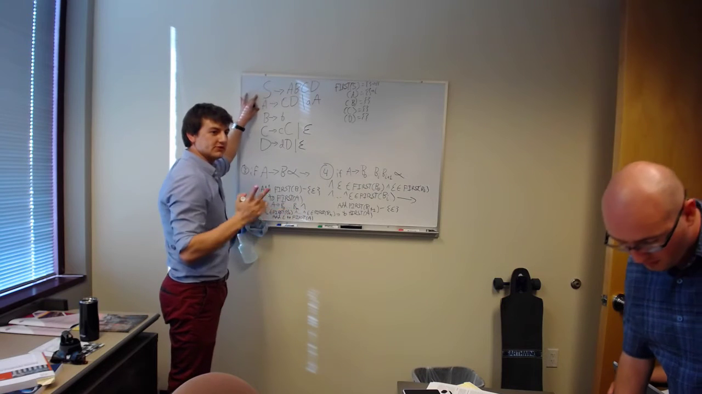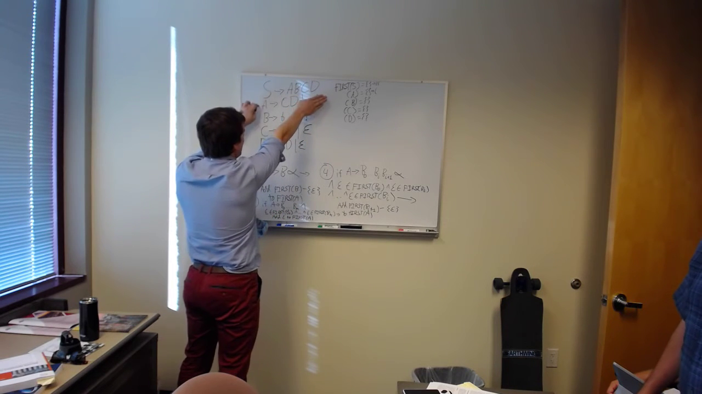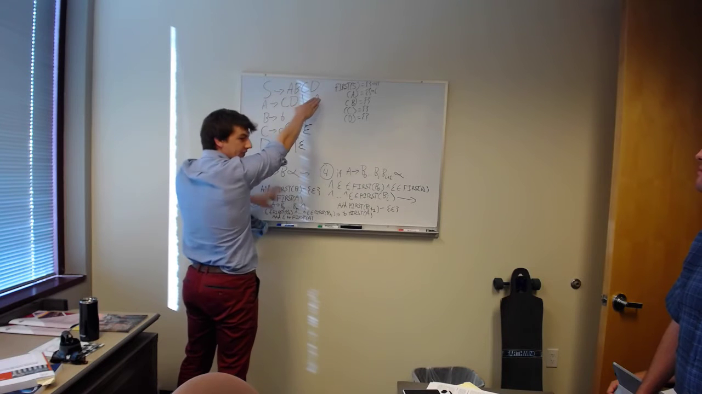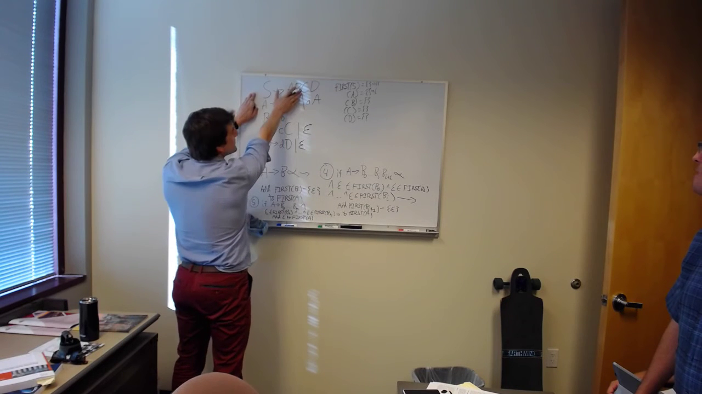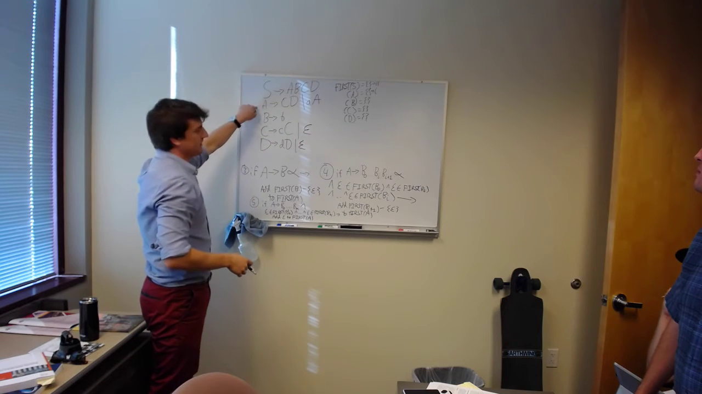So we have 2 rules, right? We have to remember to look at each rule in isolation. So we first look at A goes to CD, apply all these rules. And then we're going to look at A goes to little a, big A, and then apply those rules.